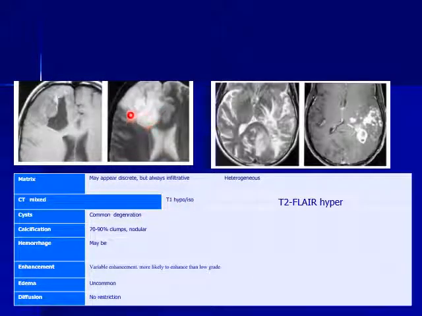It is more or less similar to oligodendroglioma, but it appears more aggressive. It may be surrounded by extensive edema. The enhancement may be heterogeneous. And of course, the same pattern, up to 90%, may show calcification.